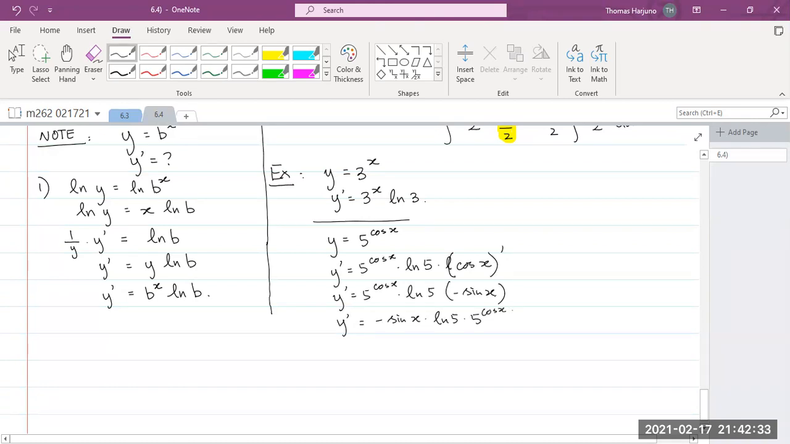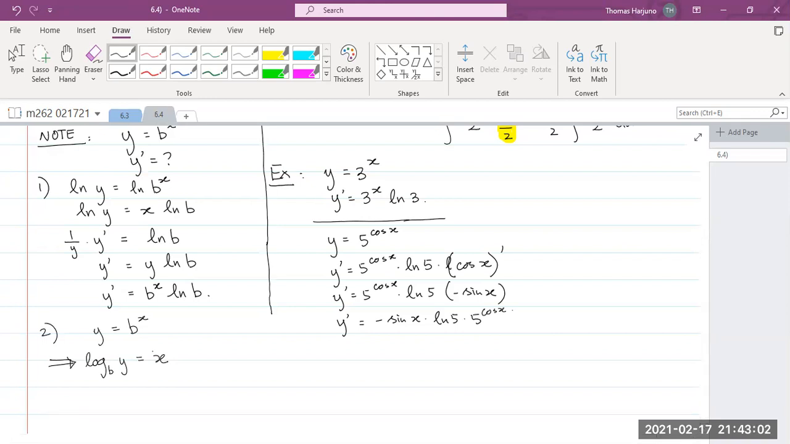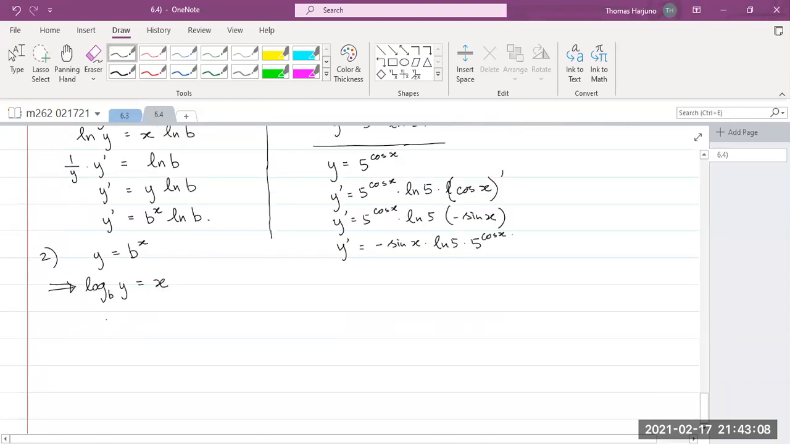Now that's the first method. Another method. Instead of applying natural log, I change this into log form. So log base b of y equals x. Now apply implicit differentiation again. So we don't run away from implicit differentiation. If we have natural log of y, the derivative is 1 over y times y prime.